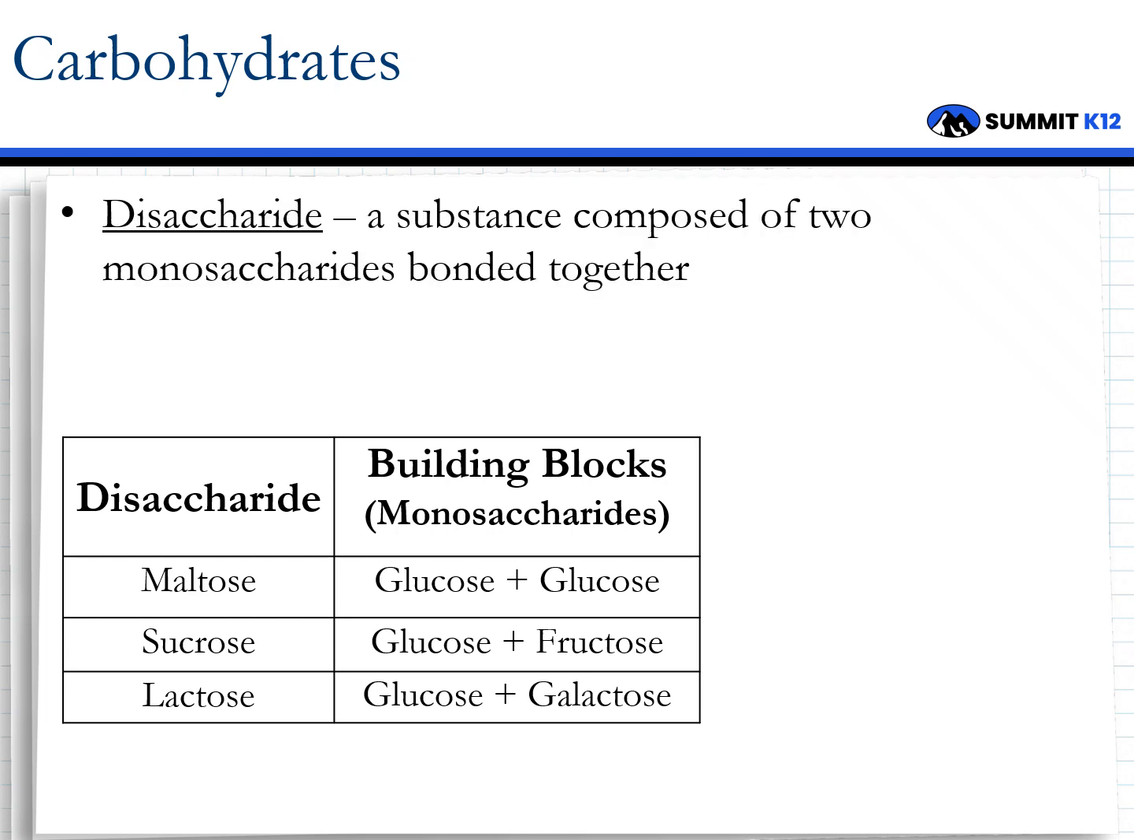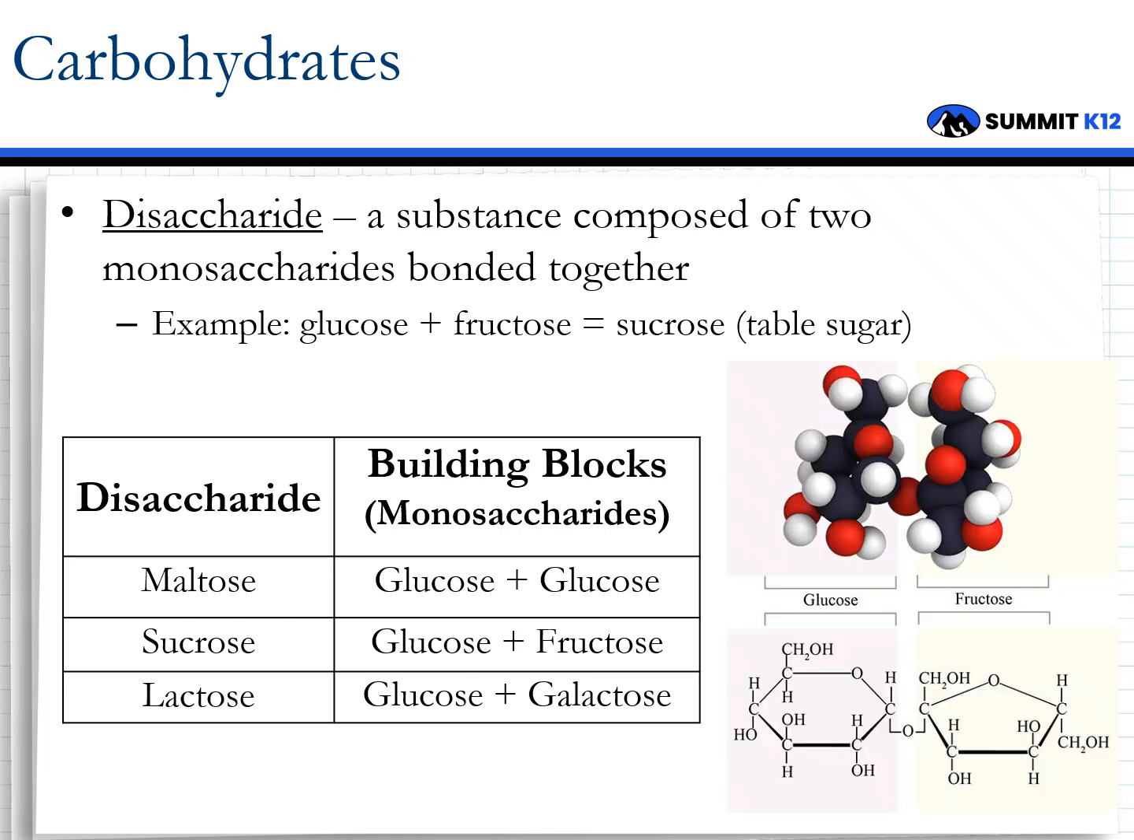A disaccharide is a substance containing two monosaccharides bound together. Examples of this would be maltose with two glucose, sucrose, which is table sugar, made of glucose and fructose, or lactose, which we can see in milk, made of glucose and galactose. Glucose and fructose make sucrose, which is our granulated table sugar. They join together with this oxygen in something called a dehydration synthesis. So you can remove water to form these bonds.